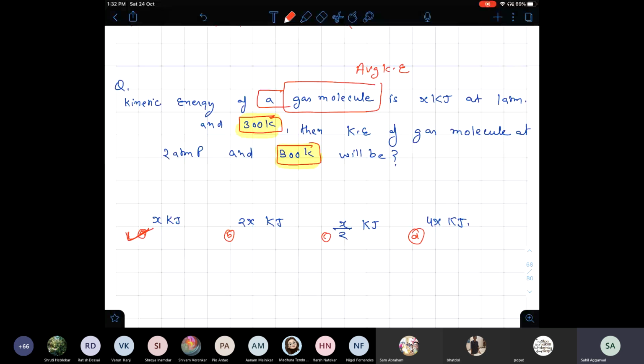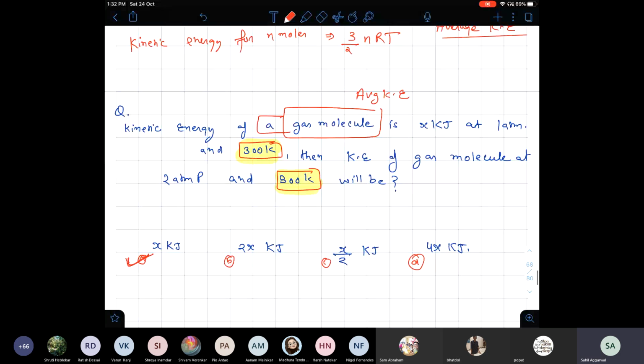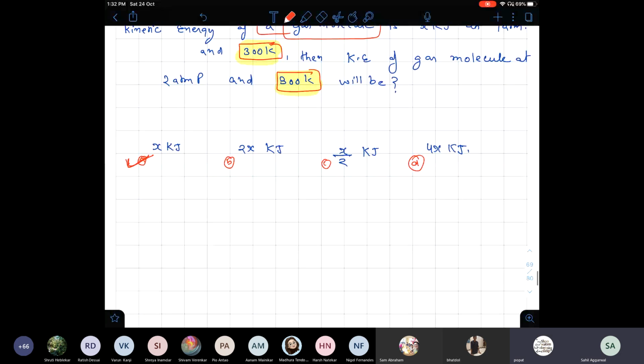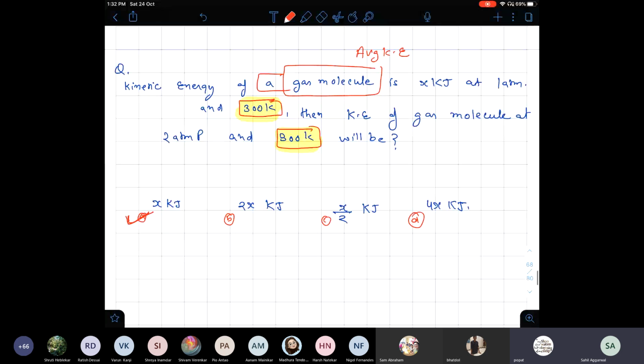Understood? So just repeat what you said now. I said we are talking about kinetic energy of a gas molecule. Means we are talking about average kinetic energy. Average kinetic energy depends only on temperature. And temperature is same. So answer will also be same.